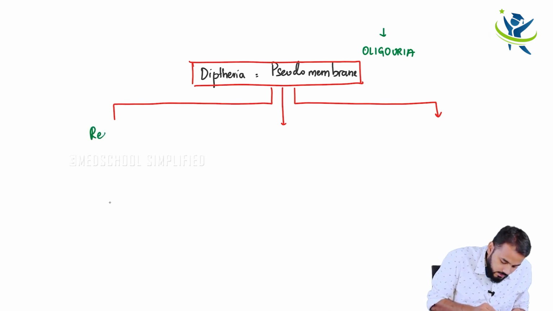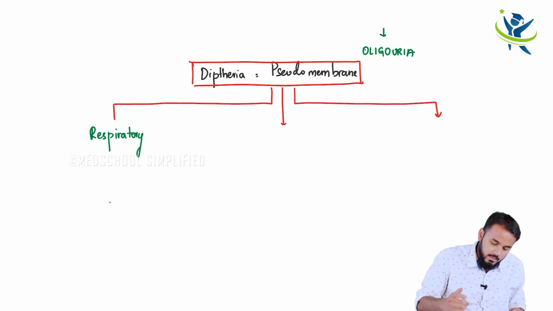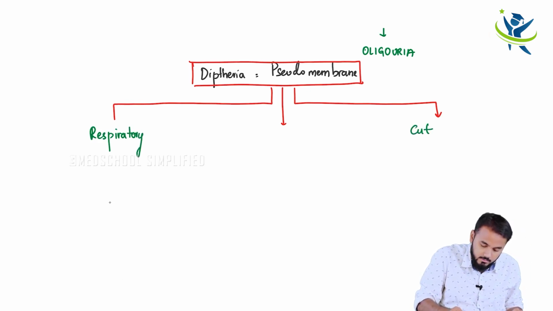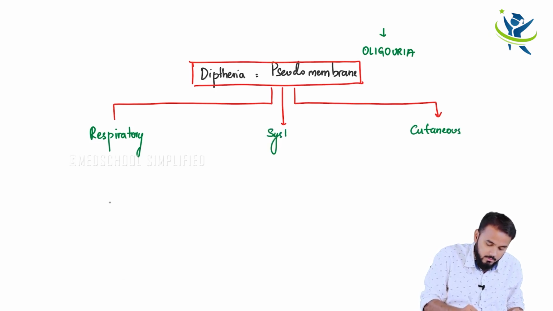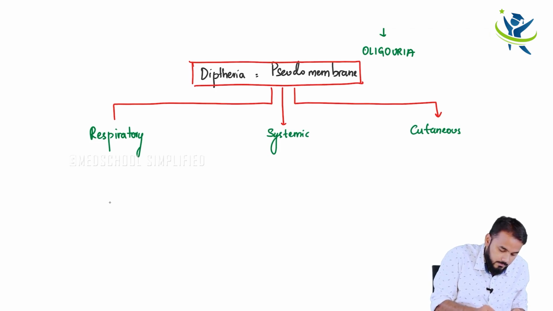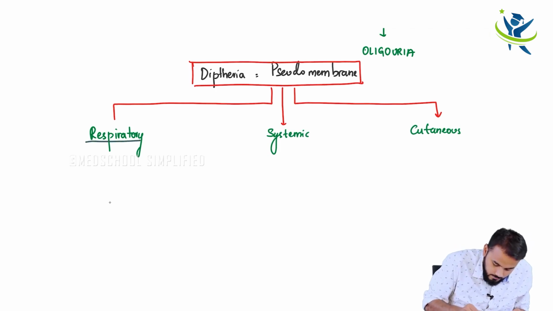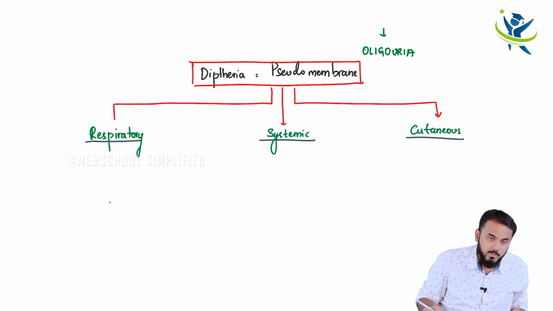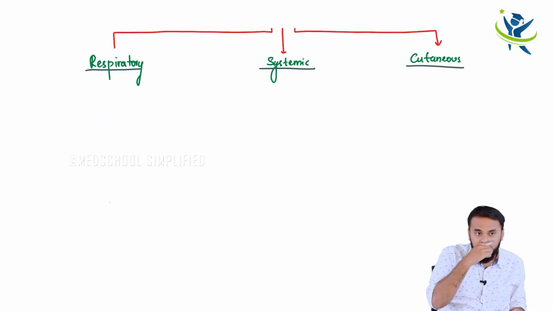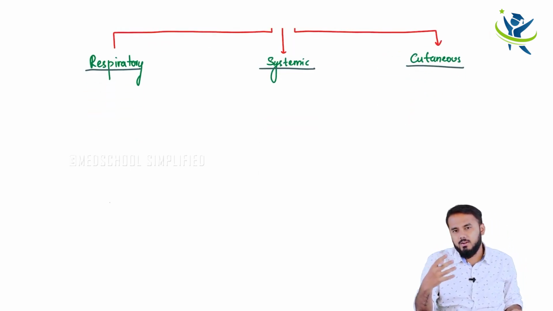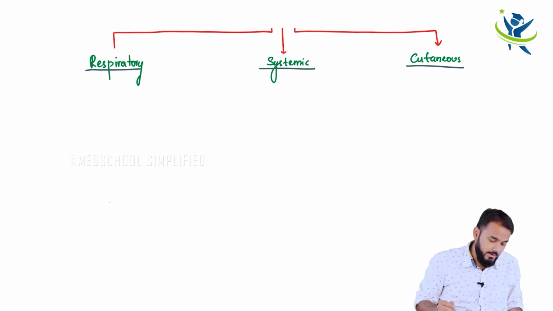One is it affects your respiratory system, right? The last one is cutaneous, and the middle one is systemic. When it comes to the respiratory system, I told you the part which is affected is the pharynx. It will cause what? Pharyngeal diphtheria.